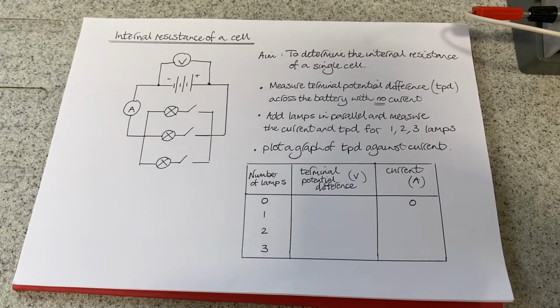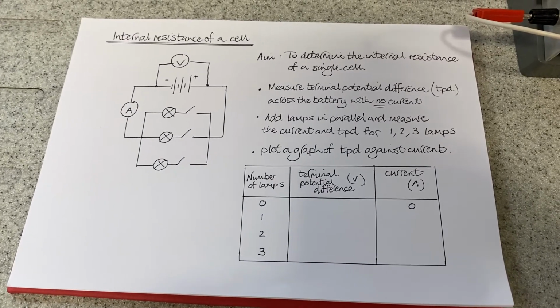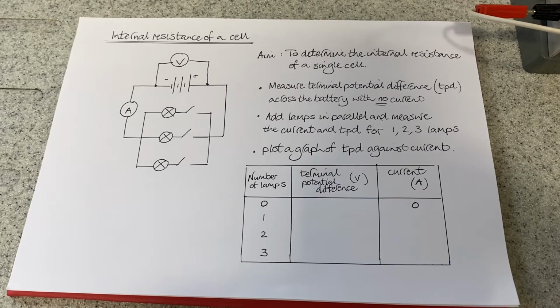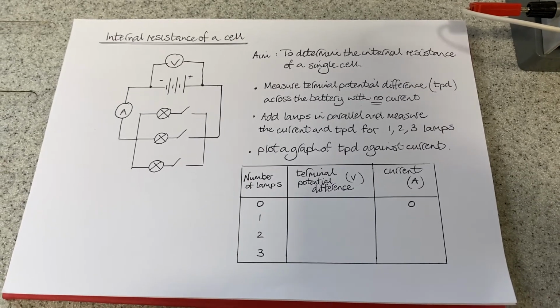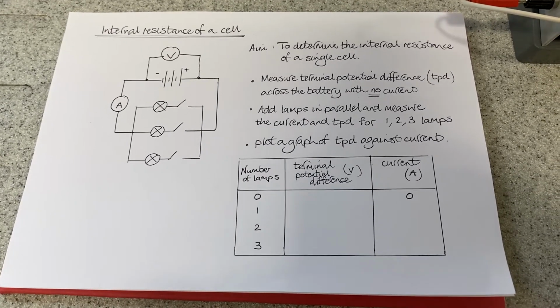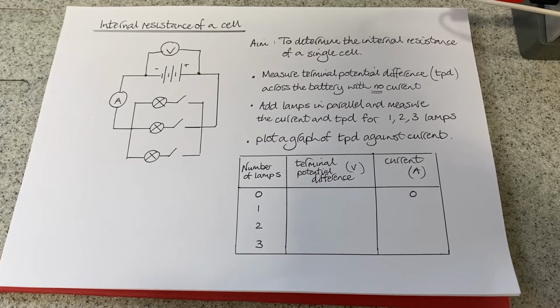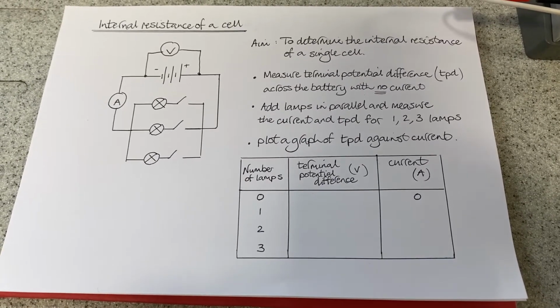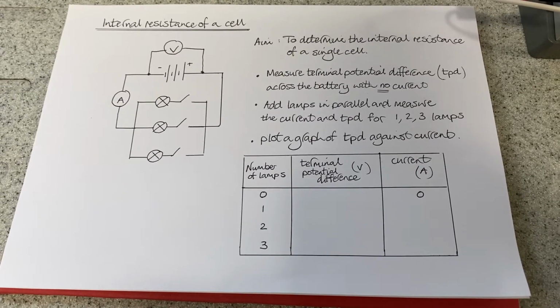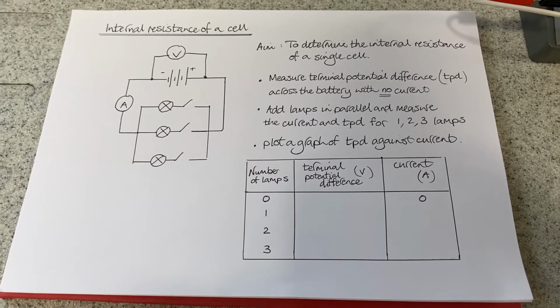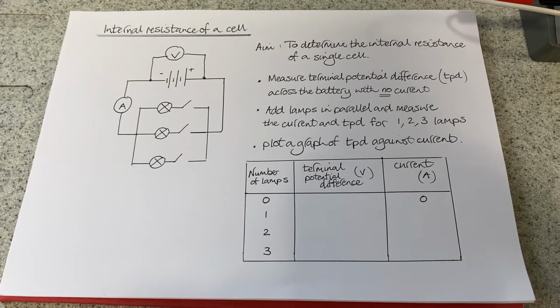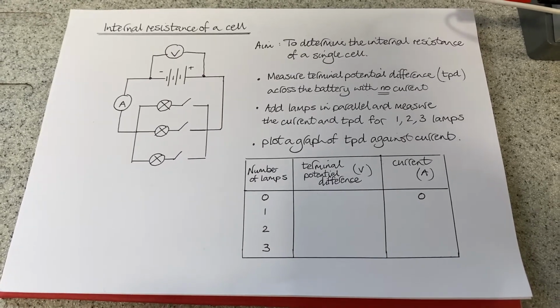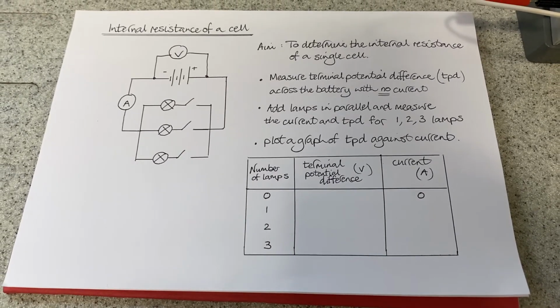And then we're going to add the lamps in parallel one at a time and measure the current and the TPD for 1, 2 and 3 lamps. And then plot a graph of the TPD against the current, and from that graph we are going to determine the maximum current we can get from that battery pack and the internal resistance of the battery pack and then the internal resistance of a single cell. So let's get going.